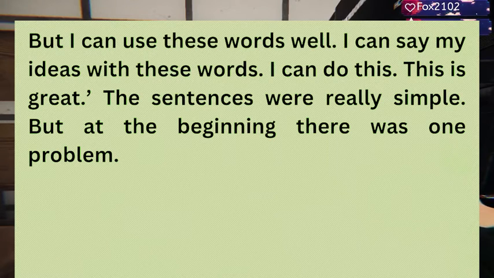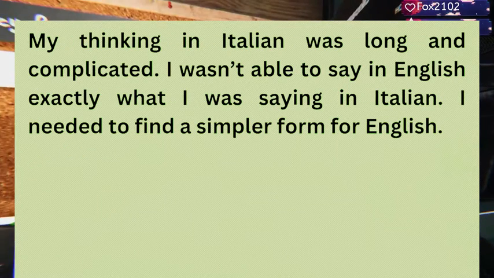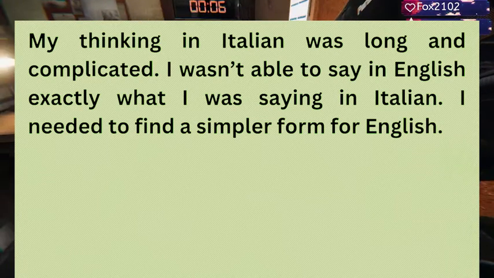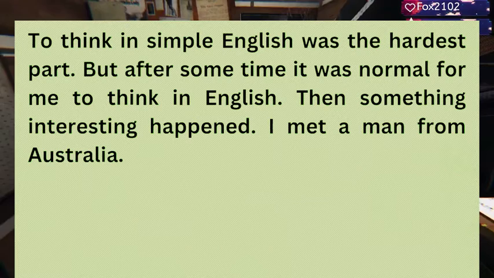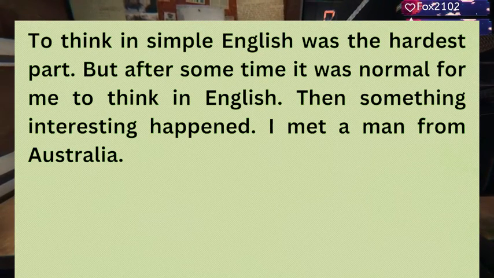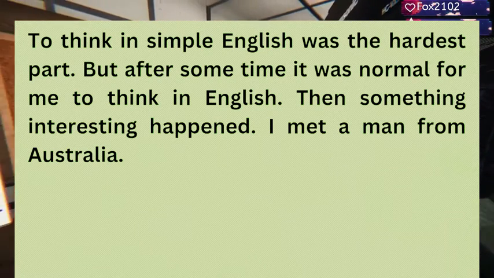The sentences were really simple, but at the beginning, there was one problem. My thinking in Italian was long and complicated. I wasn't able to say in English exactly what I was saying in Italian. I needed to find a simpler form for English. To think in simple English was the hardest part. But after some time, it was normal for me to think in English.